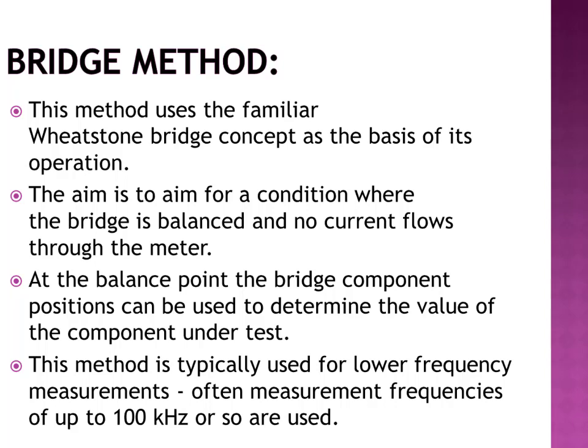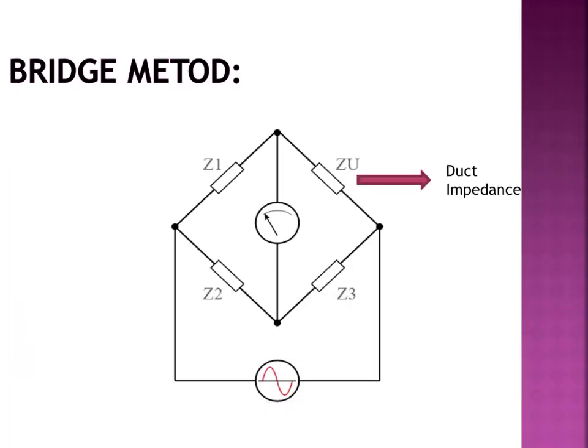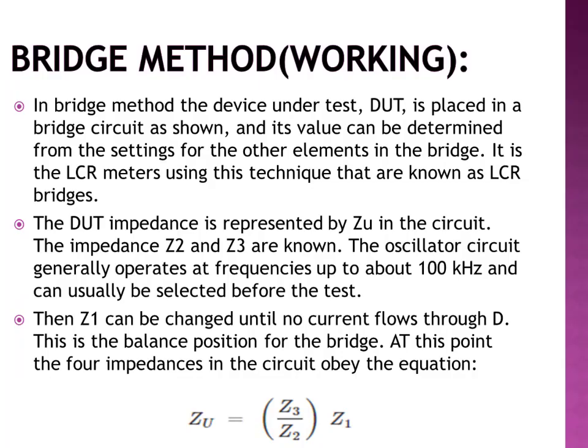Bridge method working. In the bridge method, the device under test, DUT, is placed in a bridge circuit as shown, and its value can be determined from the settings for the other elements in the bridge. It is the LCR meters using this technique that are known as LCR bridges. The DUT impedance is represented by ZU in the circuit. The impedances Z2 and Z3 are known. The oscillator circuit generally operates at frequencies up to about 100 kHz and can usually be selected before the test.